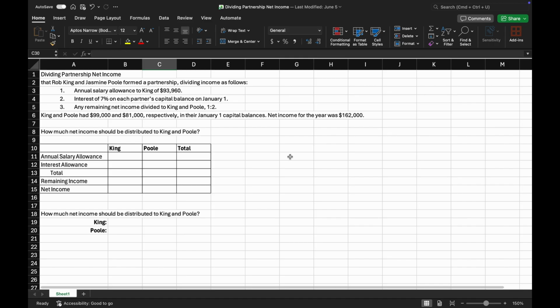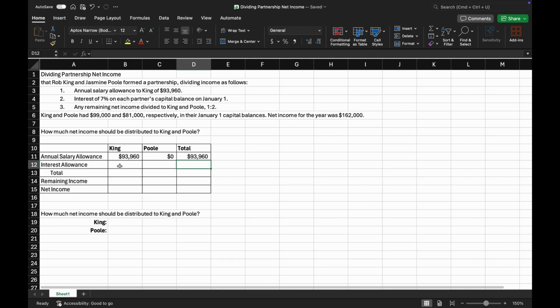Alright, so the first thing that we're going to do is to apply the salary allowances for each partner. For King, that'll be $93,960. For Poole, that'll be $0. This means that the total salary allowance is $93,960. Now we must calculate the interest allowance.